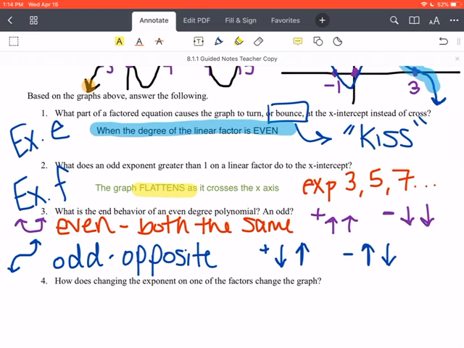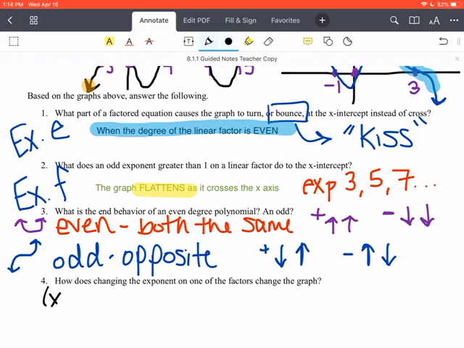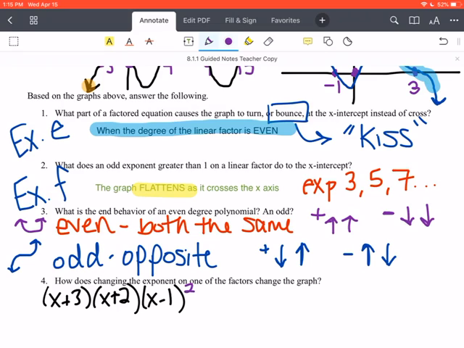So for instance, what this question is saying is, let's say that we had x plus 3 times x plus 2 times x minus 1. Okay, what if I all of a sudden introduced a second power here? Is that going to be a big deal? The answer is yes. So what first would happen? Well, it would change the degree. So it could change the degree.